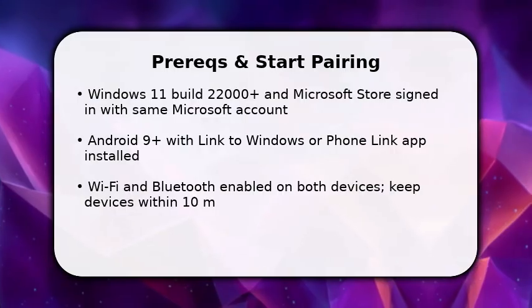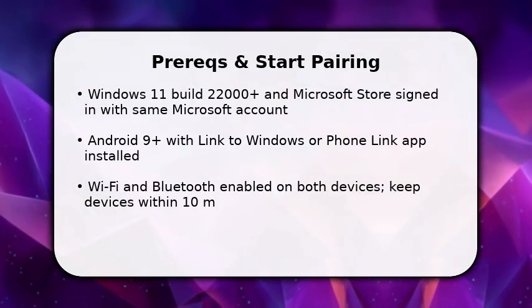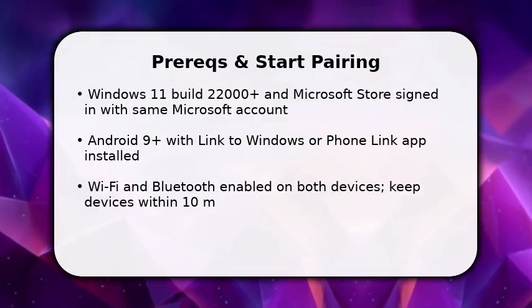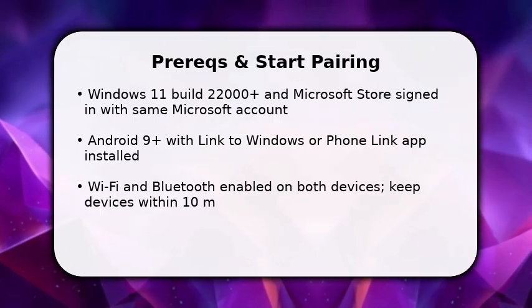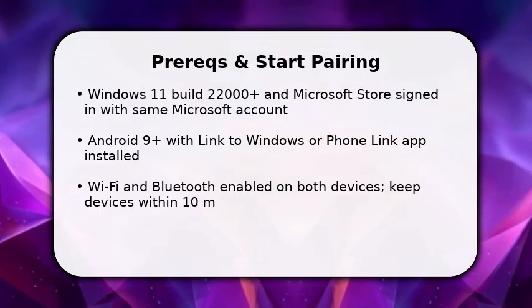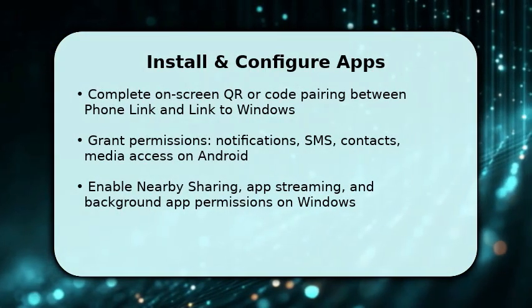On Android, open Link to Windows and tap Add Computer. The apps will search. Accept pairing prompts on both screens. This gets the secure handshake started so files, notifications, and apps can stream seamlessly between devices. Next, follow the middle steps to let the connection do useful work.